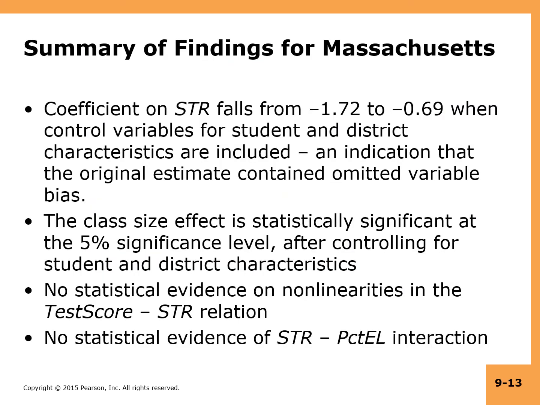So to summarize the findings from using the Massachusetts data set, first, we found that the coefficient on student-to-teacher ratio fell by more than half when we included controls for student and district characteristics, which indicated that the original model that only included the student-to-teacher ratio probably suffered from omitted variable bias.